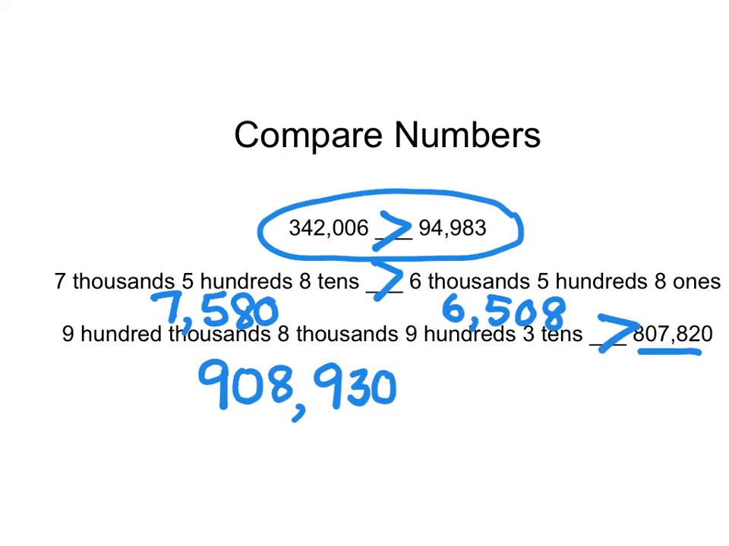I know you could probably do that much faster than I did it, but I wanted to walk through those steps to make sure that you're really clear as you're comparing numbers. We start with the largest unit and compare those. And then if we need to, then we go down one by one, step by step to compare.